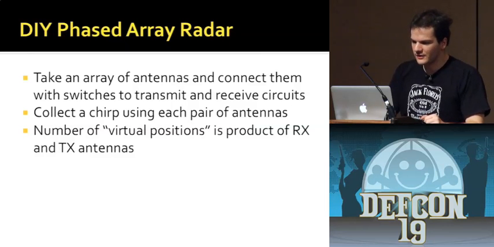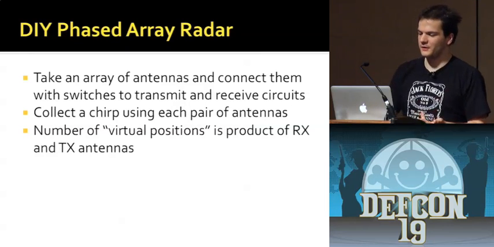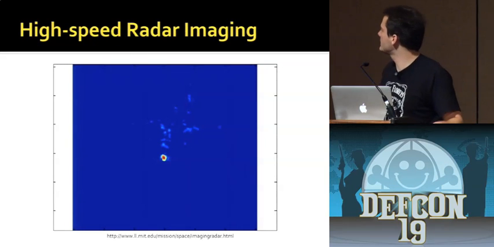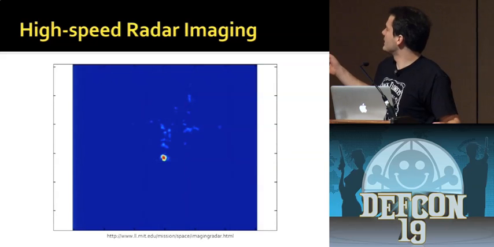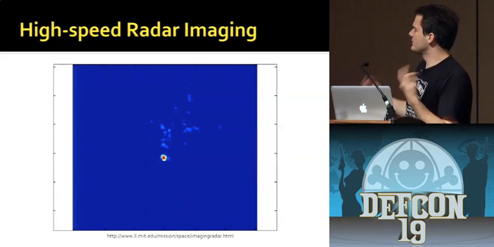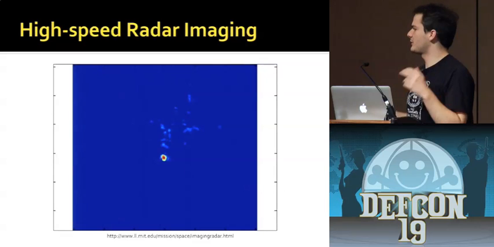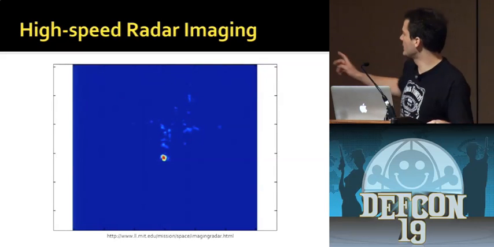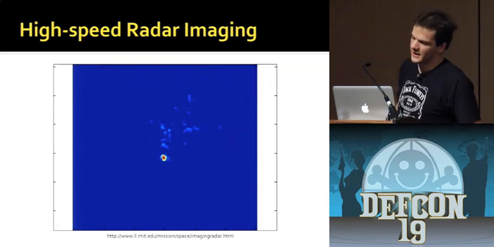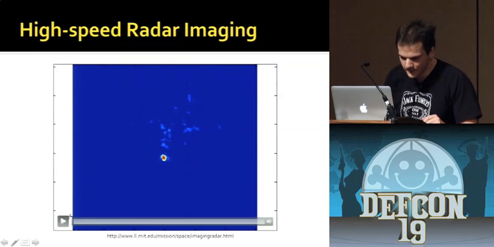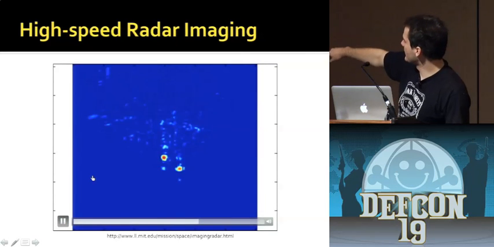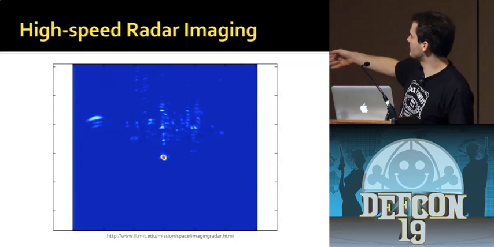I have a video here of something that's actually been built by MIT. They built a phased array radar system designed to capture images at 10 hertz. We have a metal ball in the middle, and they rolled another metal ball past it, and you can see it rolling past in real time. You see that little dot just come past. So this is pretty fast.